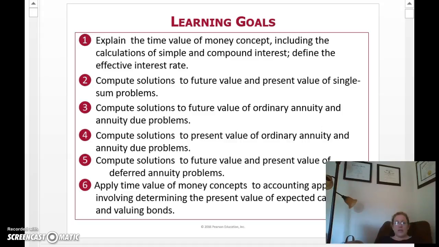Learning Goals 4 and 5 wrap up the chapter by covering deferred annuities for future and present value and time value of money applications, specifically the present value of expected cash flows and bond valuations. And then finally, you'll apply time value of money concepts to accounting applications involving determining the present value of expected cash flows and valuing bonds.